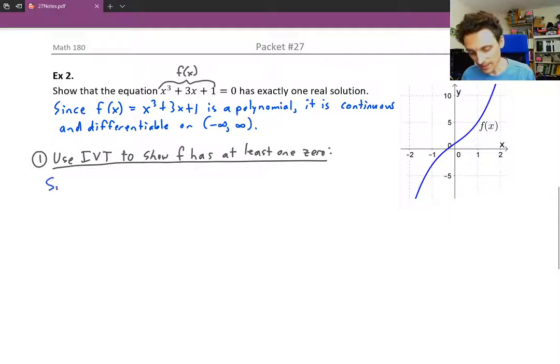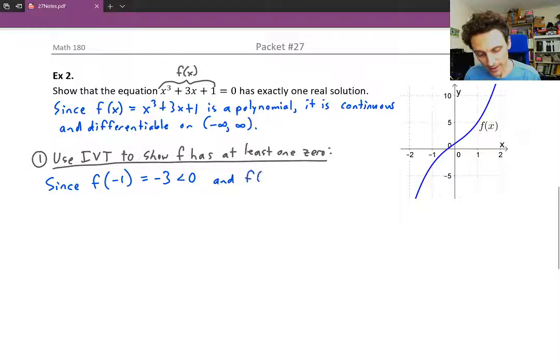Let's write up those x values, and this could differ based on whatever x values you find. So here I'm just going to use -1 and 0 as our two x values. If you plug in -1 into the function, you end up getting -3, which is less than 0. And if you plug in 0 into the function, you get +1. Main thing is that that's positive. It's greater than 0.